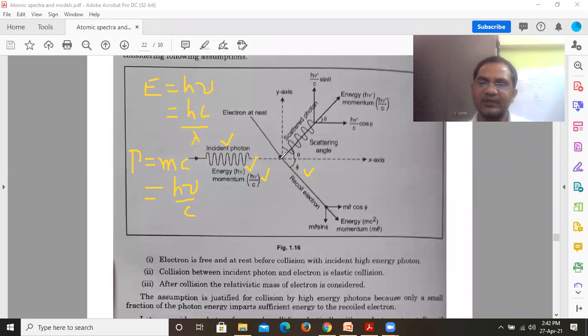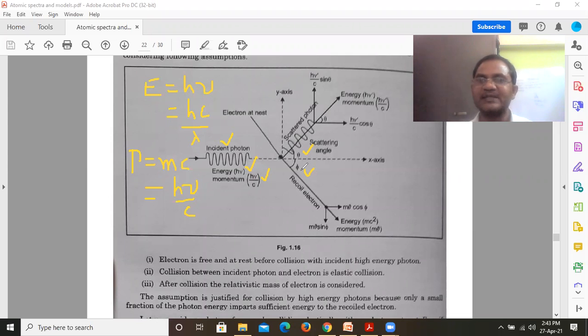Right. So now this photon, after imparting some energy to the free electron, will move with the rest of the energy. Therefore, this photon is called the scattered photon. This photon is deviated from the initial direction. Initially, the incident photon is moving along the x-axis. After the collision, the photon is moving at an angle theta with the x-axis. Here, the angle theta is called the scattering angle.